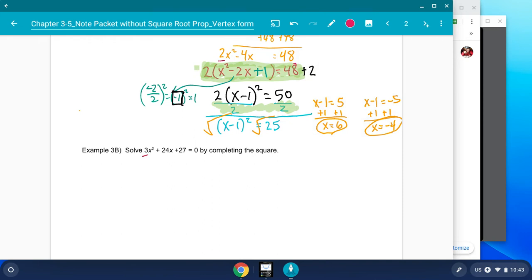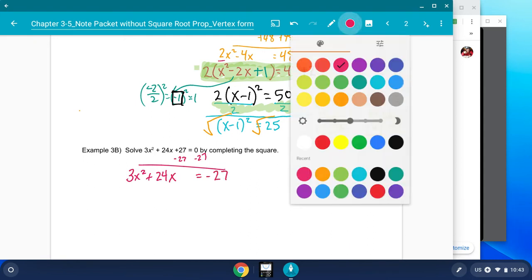So the coefficient here is 3, so that means we're going to have an extra step. We're going to start the same though by subtracting 27 on both sides. So we'll have 3x squared plus 24x, leave a gap, equals negative 27.